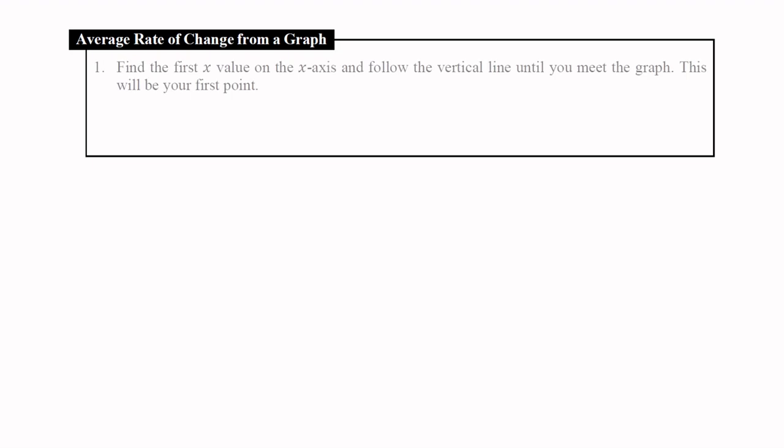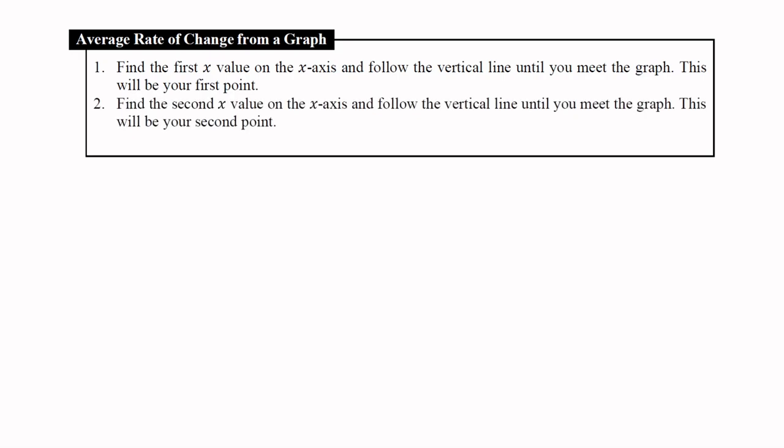Average rate of change from a graph, you're first going to find the first x value on the x-axis and follow the vertical line until you reach the graph. This will be your first point. Find the second x value on the x-axis and follow the vertical line until you meet the graph. This will be your second point. Plug both points into your average rate of change formula and simplify.